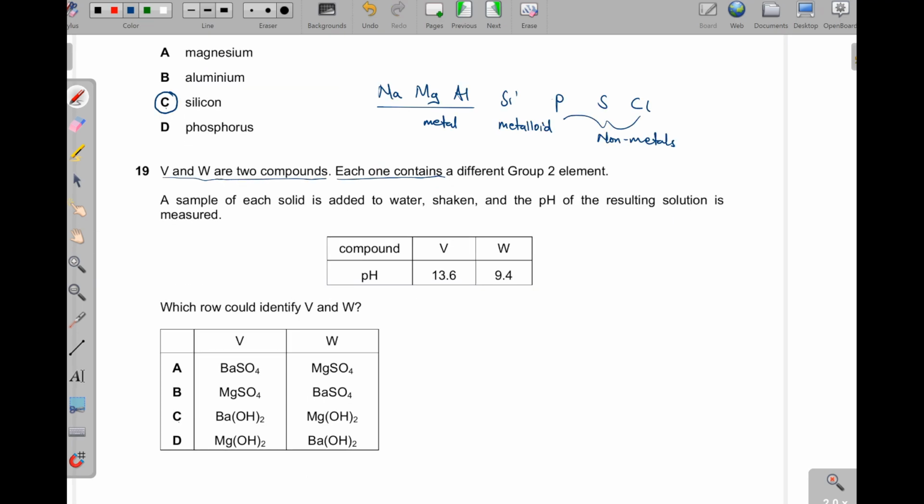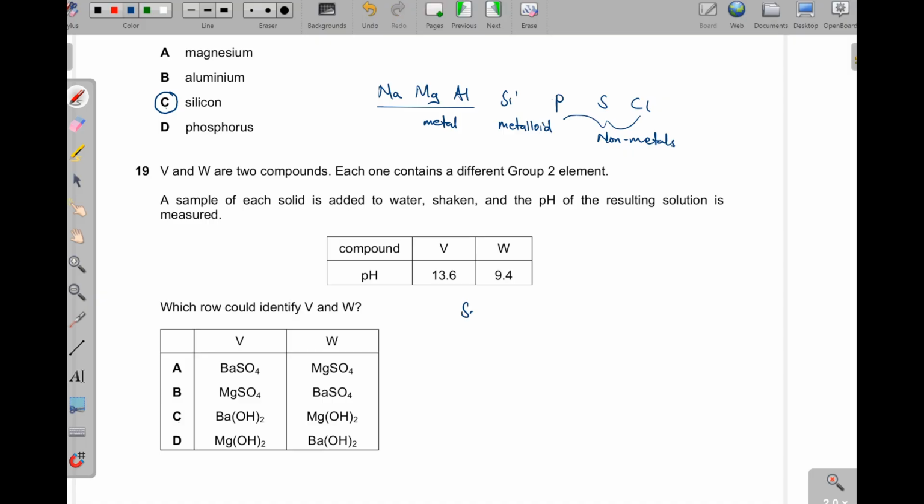Question 19. V and W are 2 compounds. Each one contains a different group 2 element. A sample of each solid is added to water, shaken, and the pH of the resulting solution is measured. So for V, we have 13.6. That means this is an alkaline solution. And then for W, it is also an alkaline solution, but this one is strong, yet this one is weaker. Then which row could identify V and W?